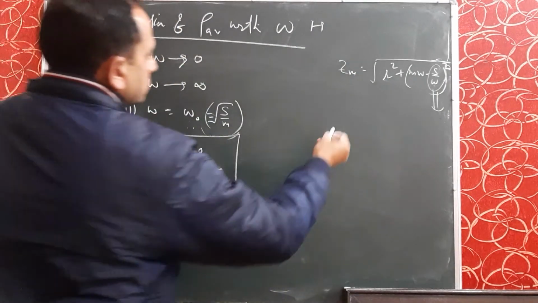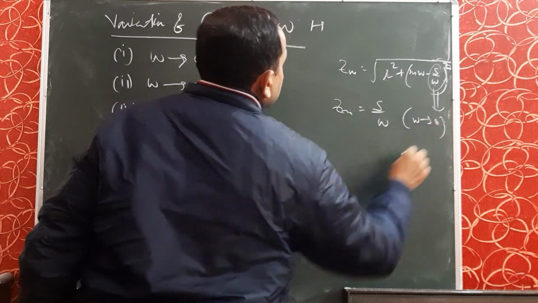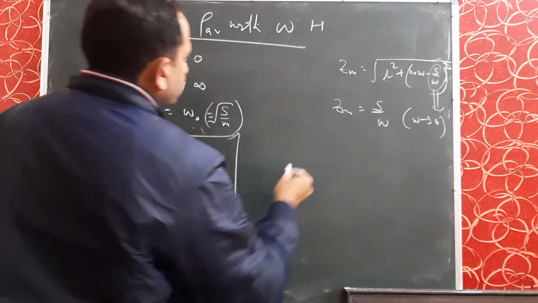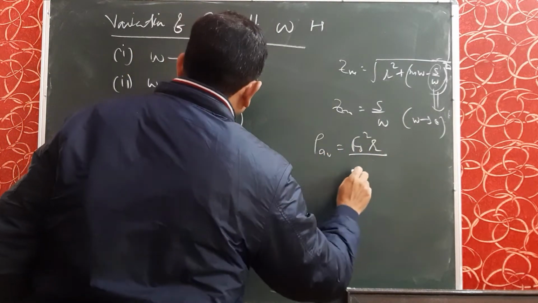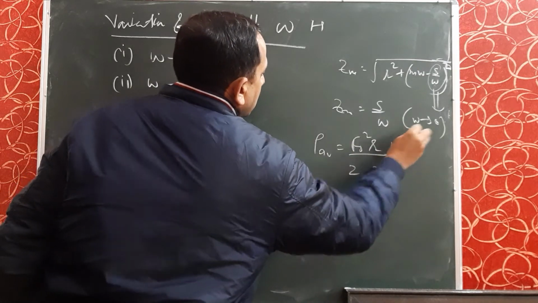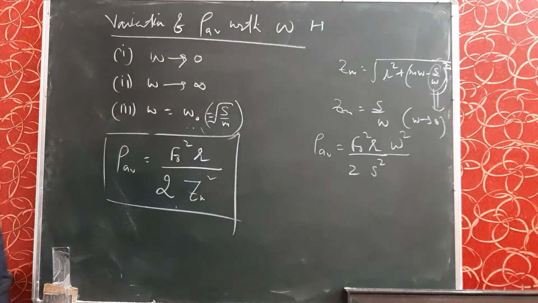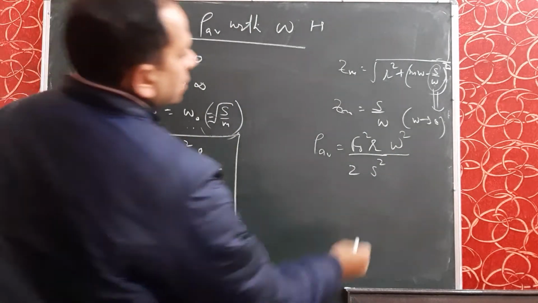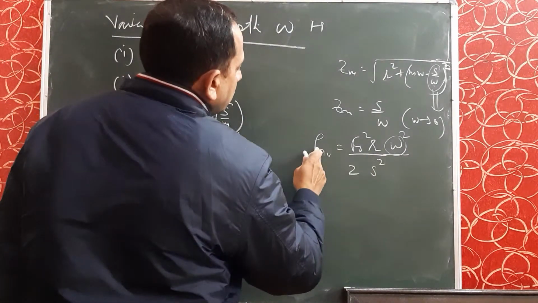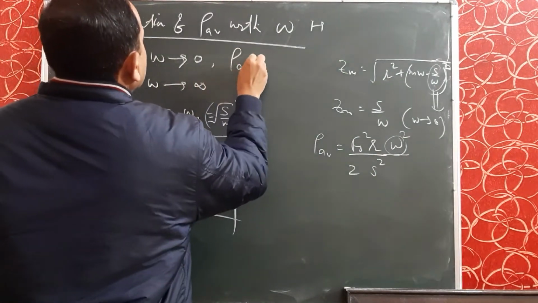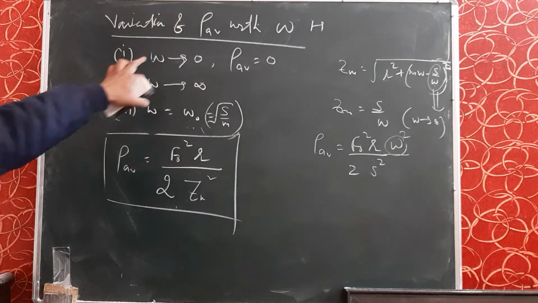This Zm becomes s by omega when omega tends to 0. So the average power becomes f0 square r over 2 into Zm square, taken as s square by omega square. So at last omega is there. When we put omega tends to 0, 0 into something, the power becomes 0. The power also becomes 0 when omega tends to 0.